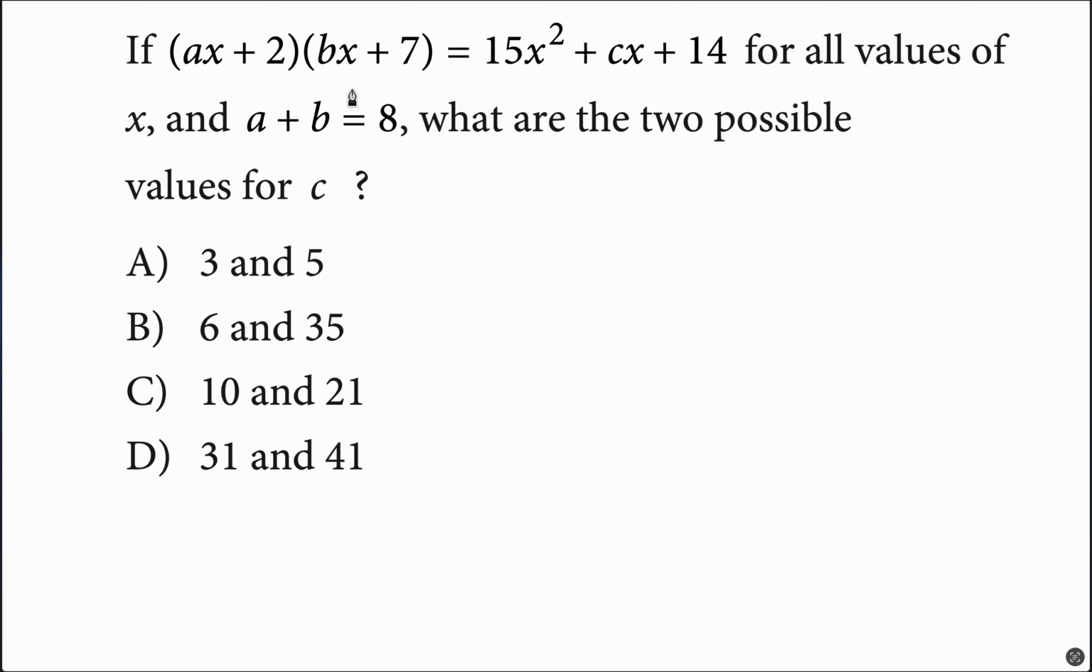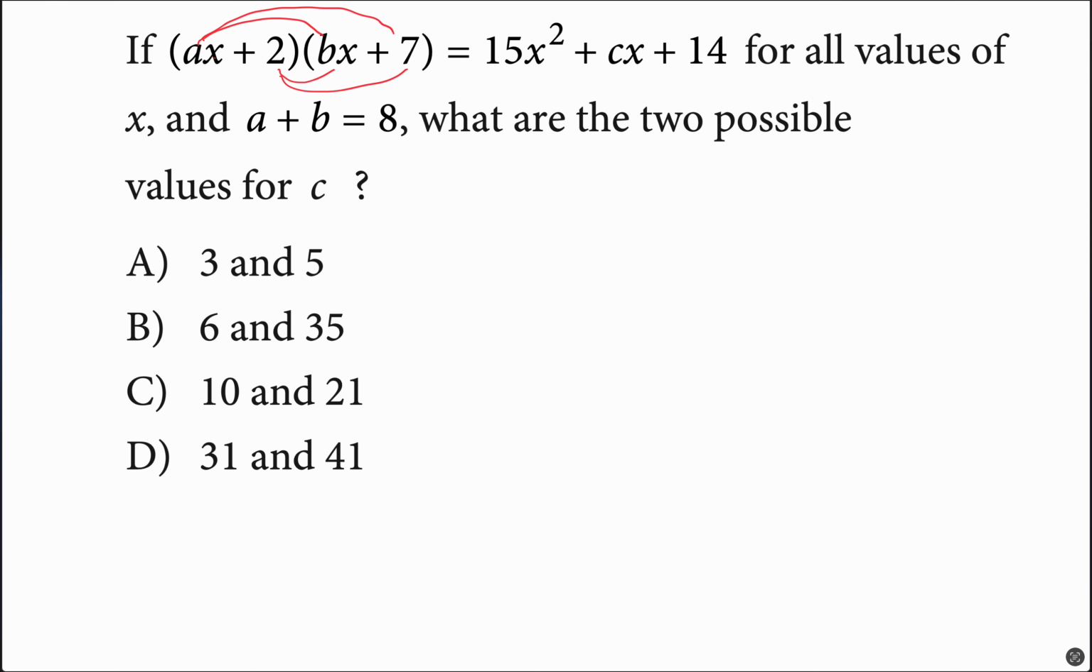So let's tackle this. So first, you look at this equation here. First we need to break the parentheses, right? We have to break the parentheses, so we use the distributive property. First we need to take ax times bx, right? So you take ax times bx, that's 1, and then ax times 7, that's 2, and then 2 times bx and 2 times 7.